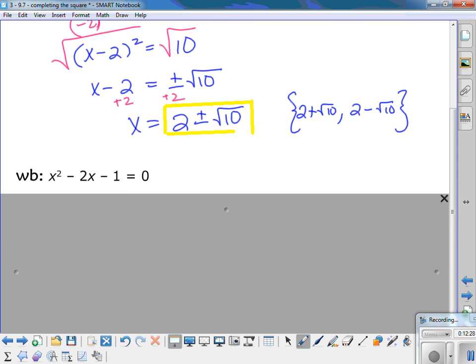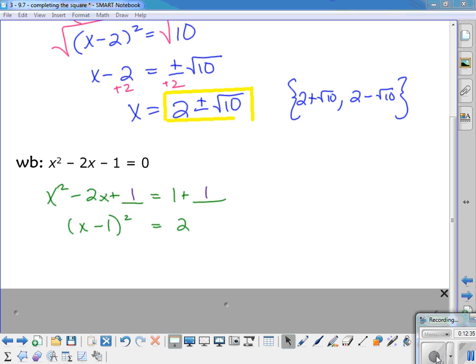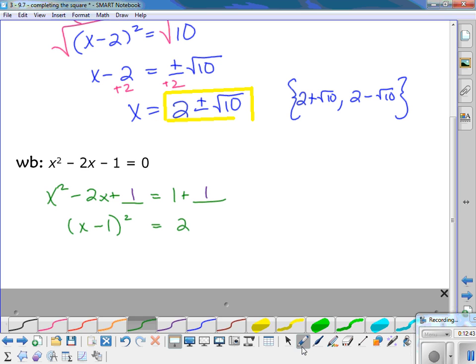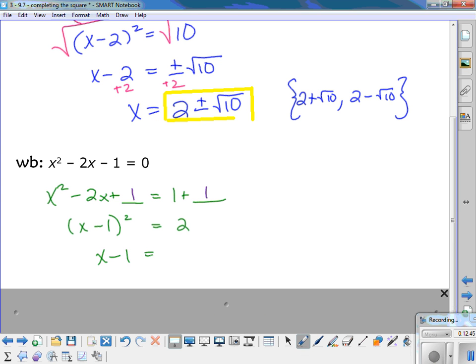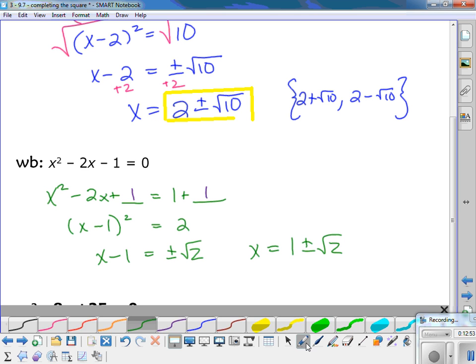All right, so on your whiteboards, I want you guys to give one a try. Okay, so you guys should have added 1 to both sides, and then when you factor it, it's x minus 1, the quantity squared. So if you take the square root, we get x minus 1 equals plus or minus root 2. And so x equals 1 plus or minus root 2.